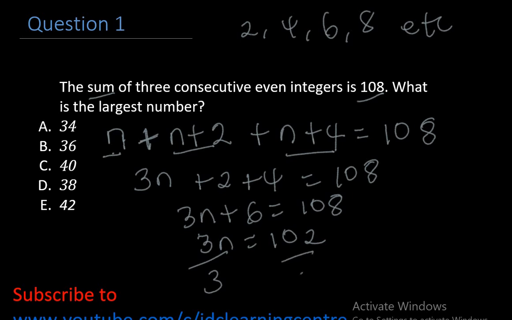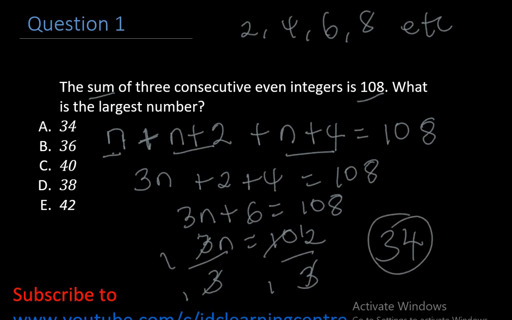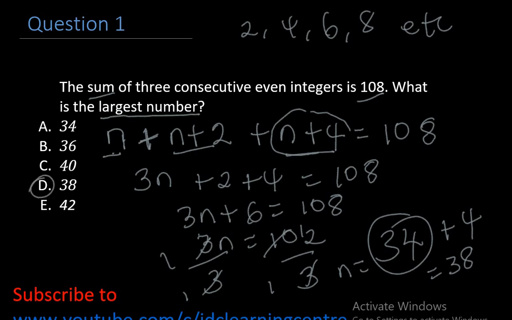Divide both sides by 3. 3 here 1, 3 here 1, 3 here 1, 3 into 10 is 3, remainder 1. 3 into 12 is 4. So n is 34. But the question says we should find the largest number, and the largest is the third, which is n plus 4. So my final answer will be this n plus 4, which will give me 38. So the right answer is D.